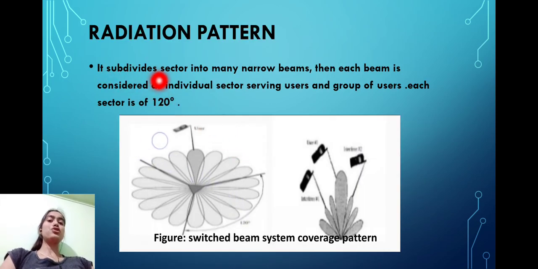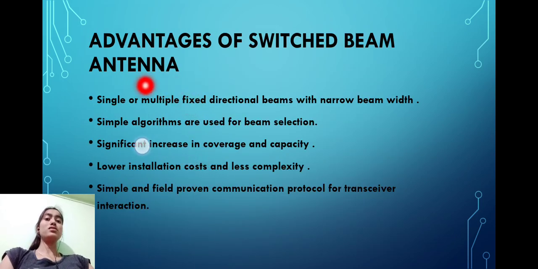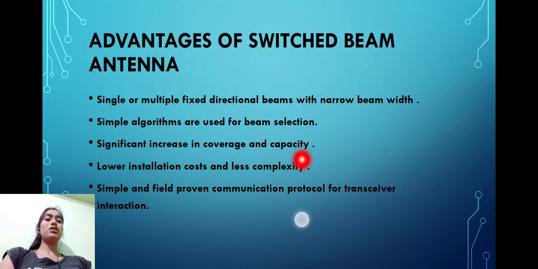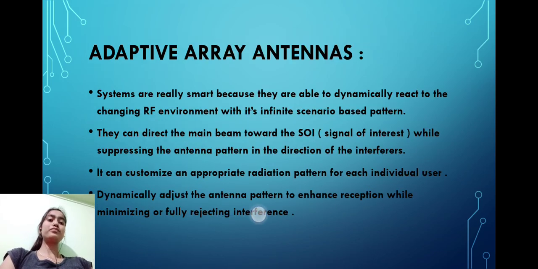Next comes the radiation pattern. It subdivides the sector into many narrow beams. Each beam is considered an individual sector serving a user or group of users. Each sector is of 120 degrees. Advantages: single or multiple fixed directional beams with narrow beam width. Simple algorithms are used for beam selection. Significant increase in coverage and capacity. Lower installation cost and less complexity. Simple and field proven communication protocols for transceiver interaction.